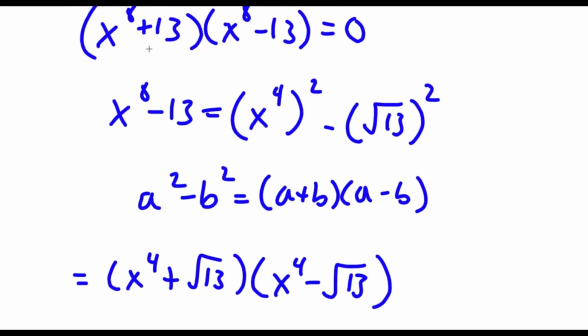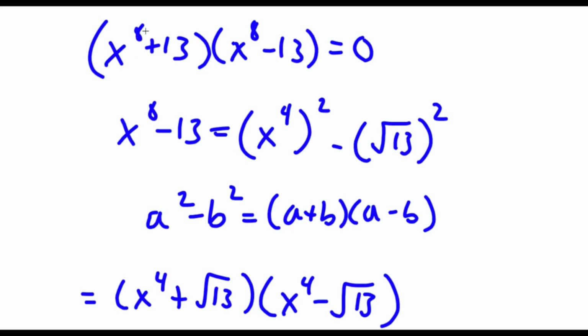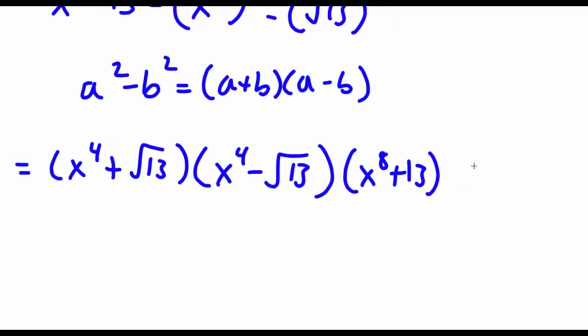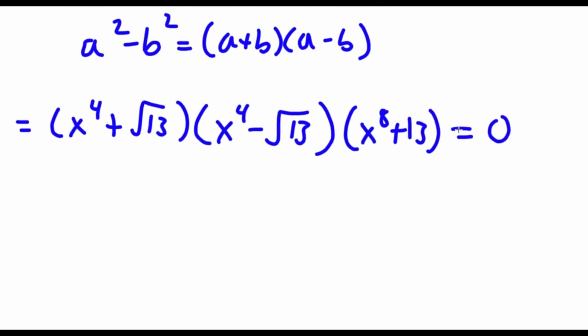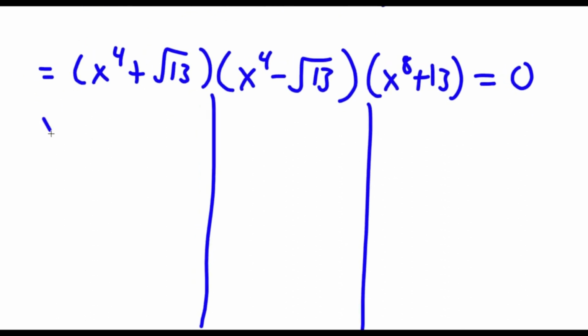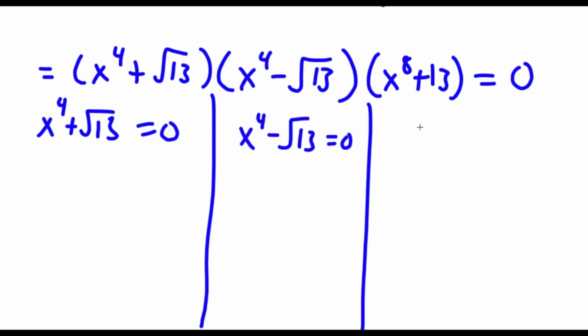And now remember, I still have my x to the power of 8 plus 13 from the start. So I have x to the power of 8 plus 13, and all of this is equal to 0. So now I have three equations here. I have x to the power of 4 plus the square root of 13 is equal to 0. I have x to the power of 4 minus the square root of 13 is equal to 0. And I have x to the power of 8 plus 13 is equal to 0.